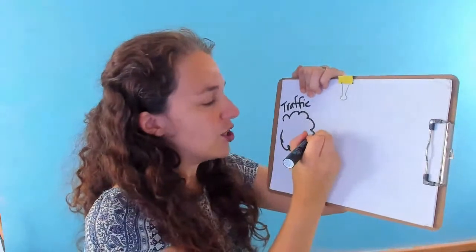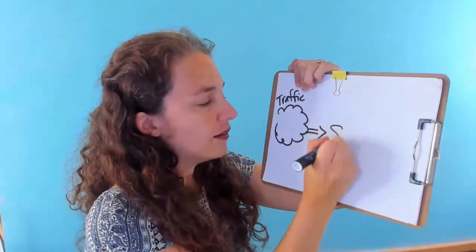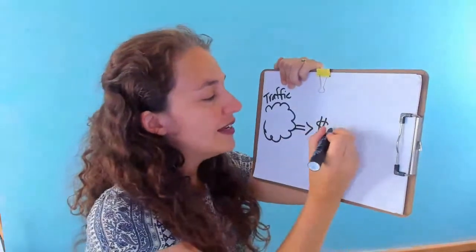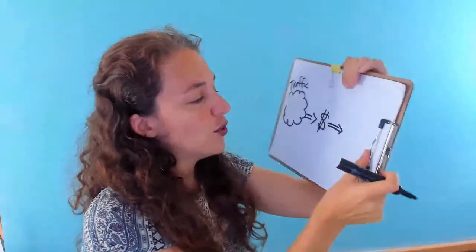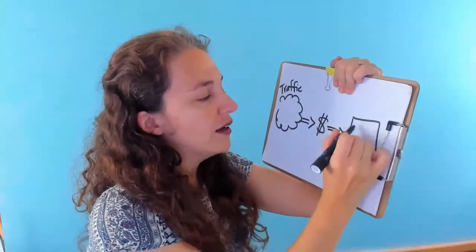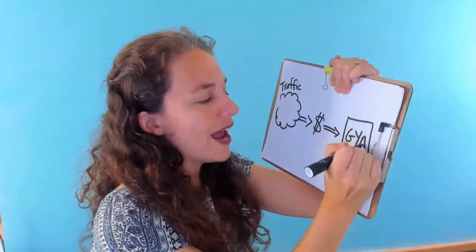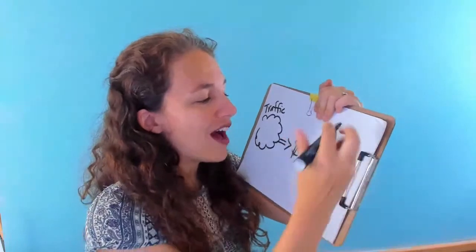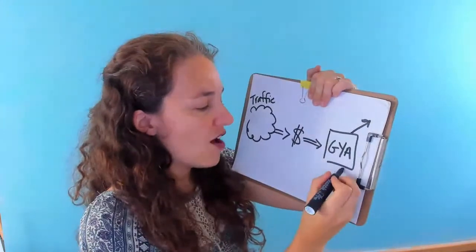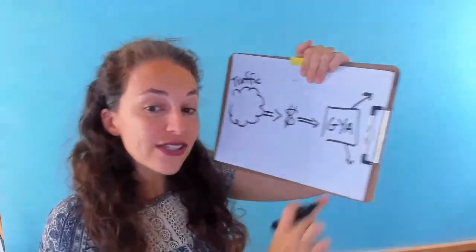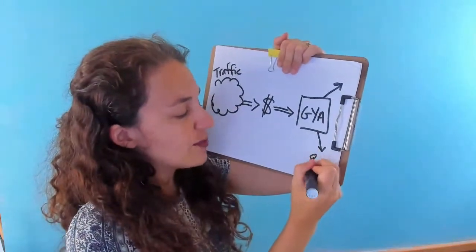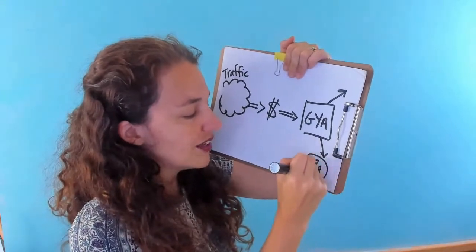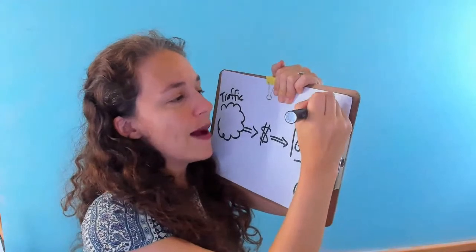The second stage is your sale. That's where you convert them to become a buyer. The next stage is your program. For me, my program is GYA. That's my course. And then after that, we have upsells and downsells. My downsell is a Facebook group where all my alumni go, and it's free. My upsell is my membership.